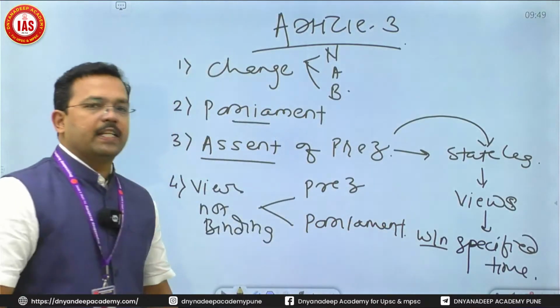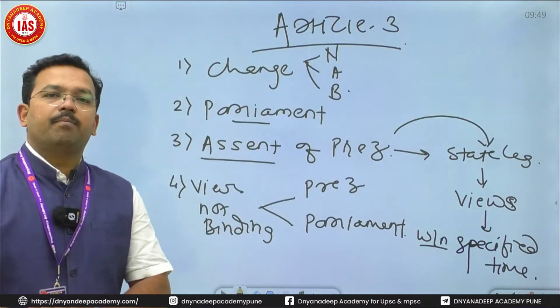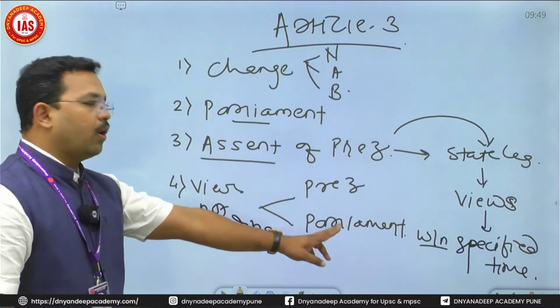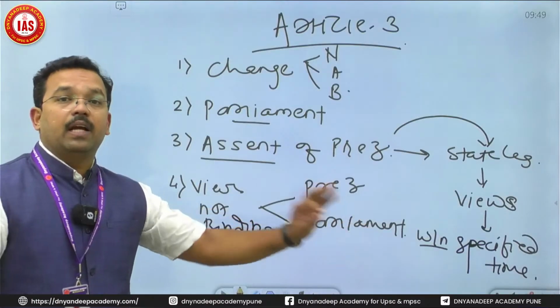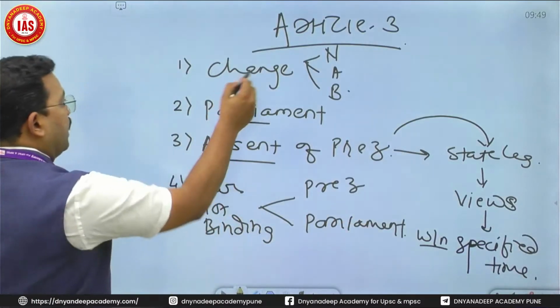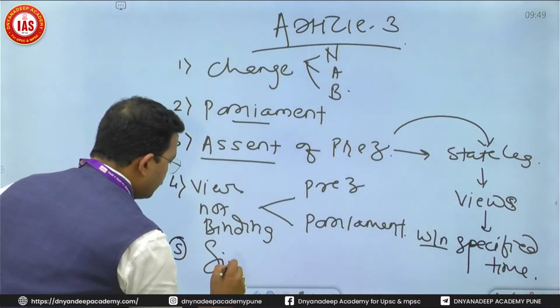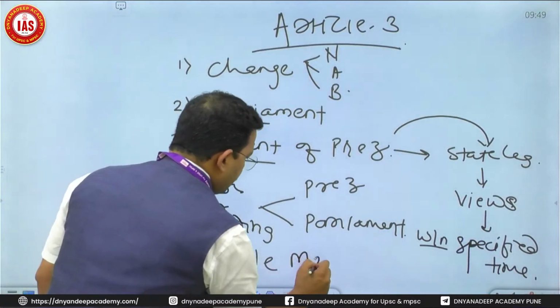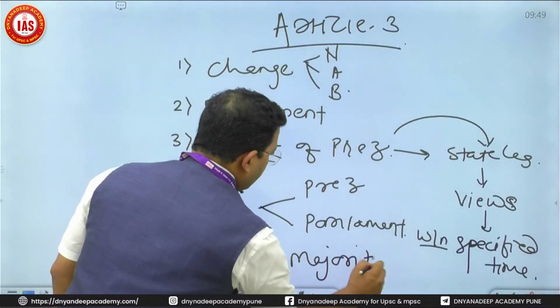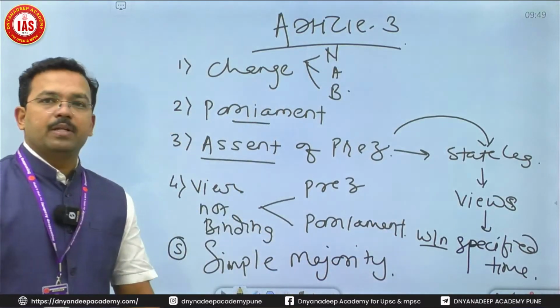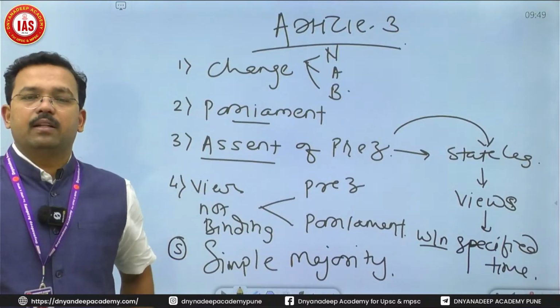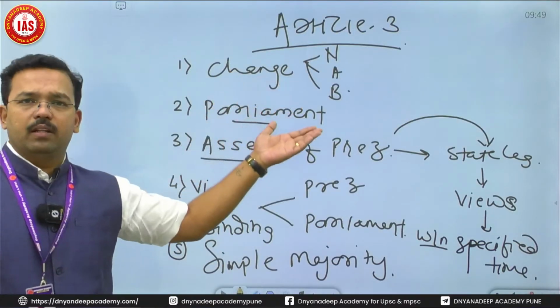Remember, views expressed by the state are not binding either on the President or on the Parliament. And the most important thing: the name, area, and boundary of a state shall be changed by which majority? Simple majority. Remember this: name, area, boundary shall be changed by a simple majority of the Parliament. This is Article 3. So states are vulnerable.